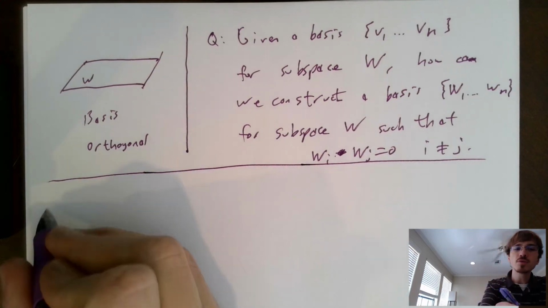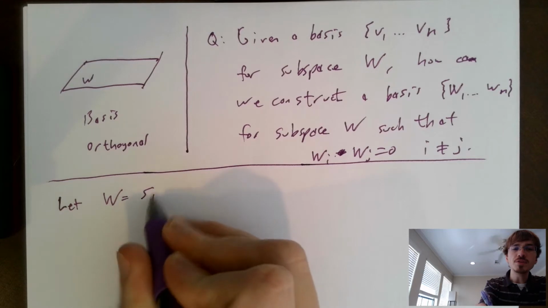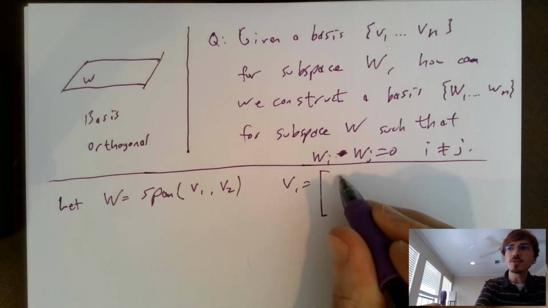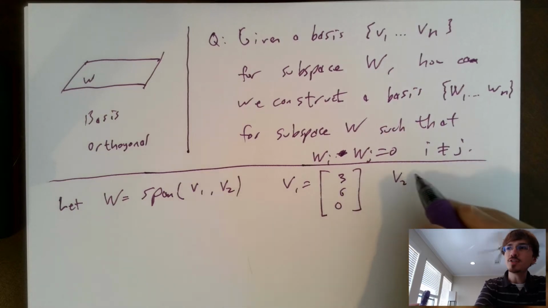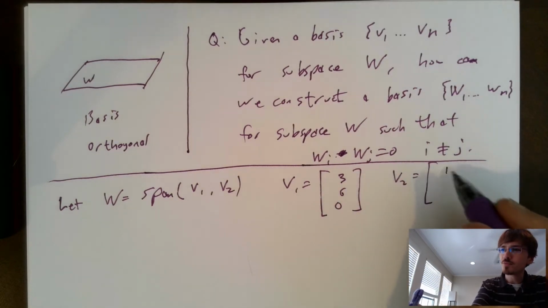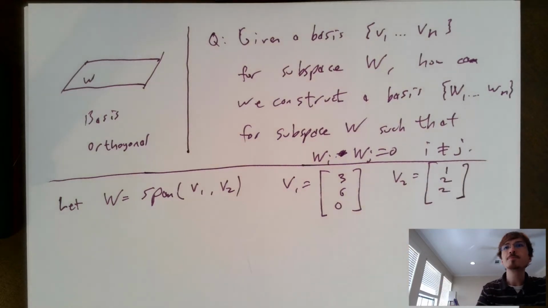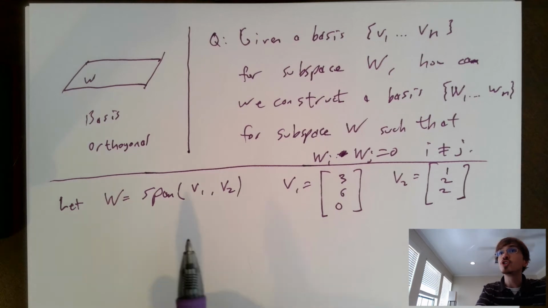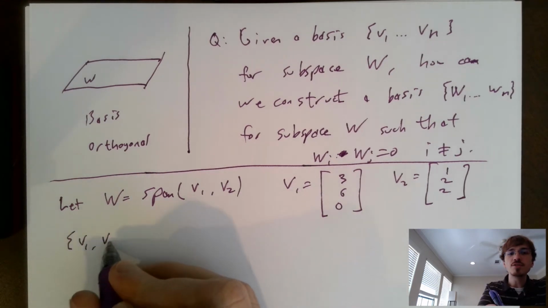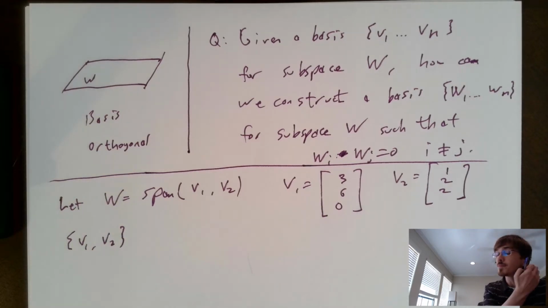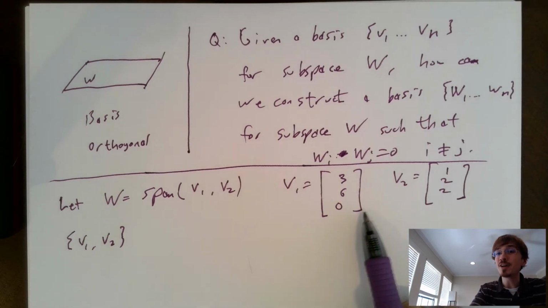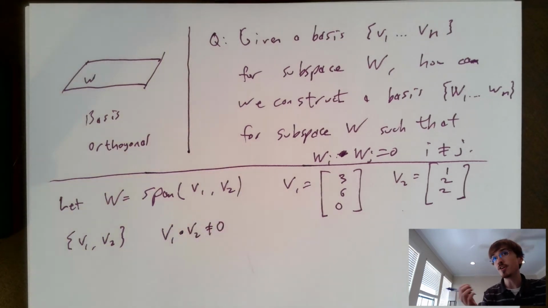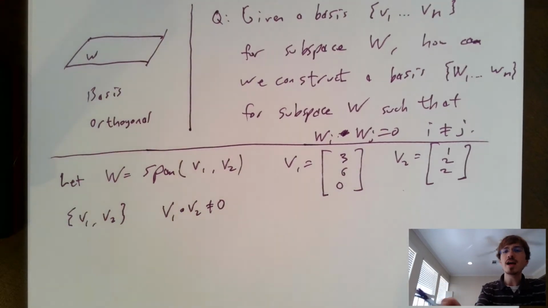Okay, so let W be equal to the span of two vectors v1 and v2. And let's suppose that v1 is the vector (3, 6, 0), and v2 is the vector (1, 2, 2). So these two vectors are clearly linearly independent. By definition, they span W, so we certainly know that the set of vectors v1 and v2 form a basis of W. But they're clearly not orthogonal, because the dot product v1 dot v2 is not 0. So it's not an orthogonal basis. So let's see how we can fix it.